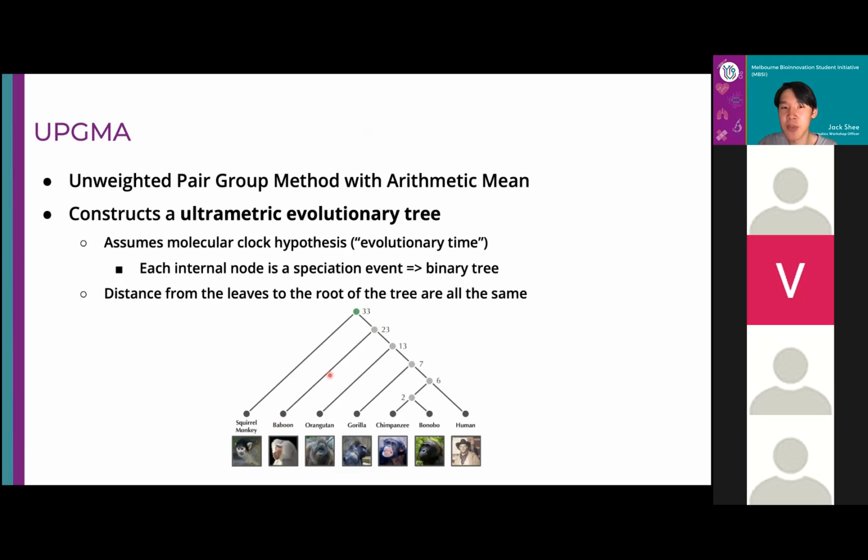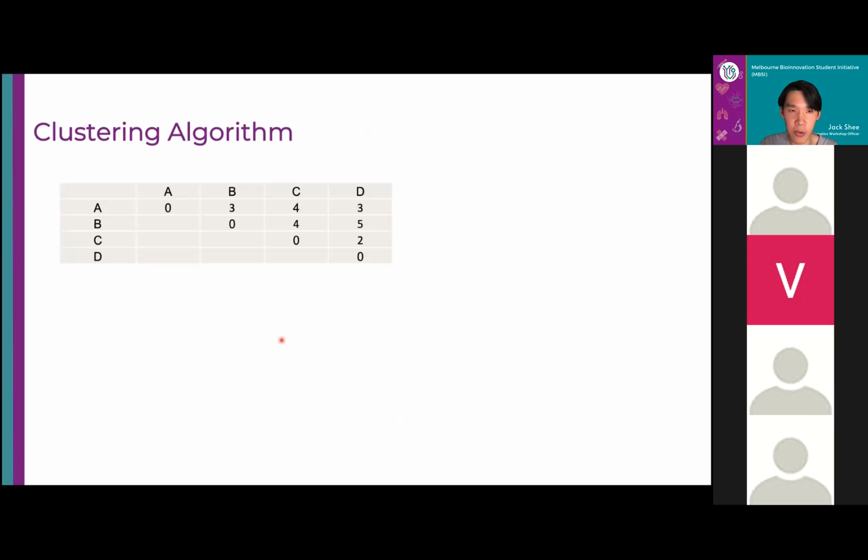And every single time there is a branching point, we call that a speciation event. Hence, the result of these assumptions is a binary tree. And also, it ensures that if we calculate the distances from the leaves, and then we sum up their branch lengths all the way up to the root, then the distances are always going to be the same. And that is what is meant by ultrametric. So those are the assumptions that we make when we build this tree. And you'll see from the algorithm how these assumptions come into play. So let's look at the algorithm itself.